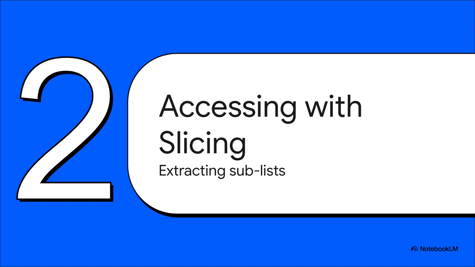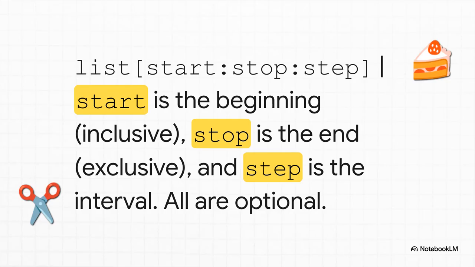All right, we've put all this data into our list. Now, how do we get it out? You can always grab one item at a time by its index, but Python has this amazing superpower called slicing that lets you grab entire sections of a list all at once. So the syntax looks a little intimidating at first, but it's really simple. It's always start, stop, and step separated by colons.